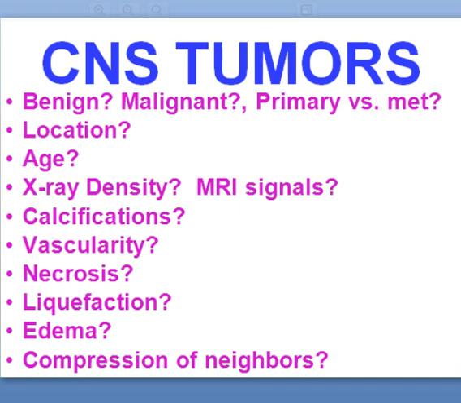You want to know what the density is of the tumor, whether it has a lot of calcium in it, whether there's liquefaction in the middle, which means it's growing so fast that it's outgrowing its blood supply and it's becoming liquefactive necrosis in the middle. What your MRI signals are, whether they're water signals, whether they're density signals, how much blood is going to it, how much edema is surrounding the tumor.